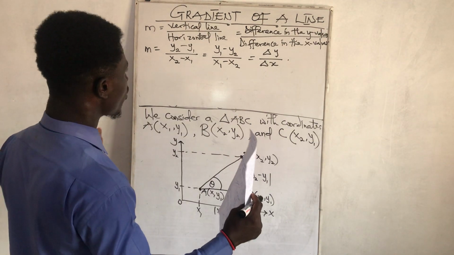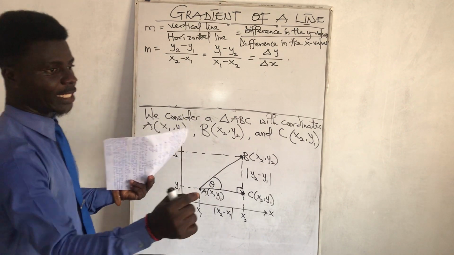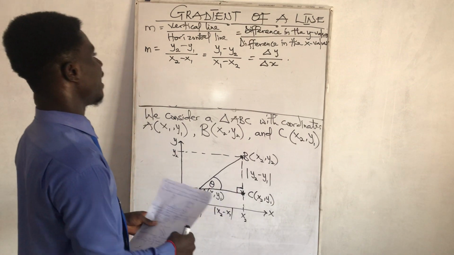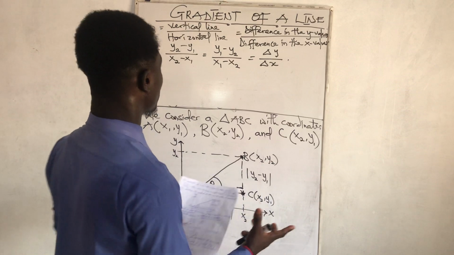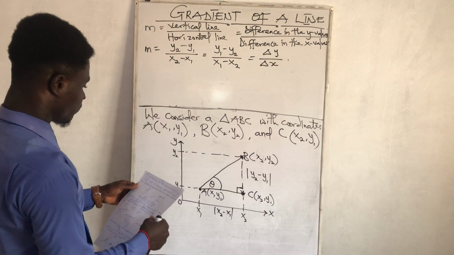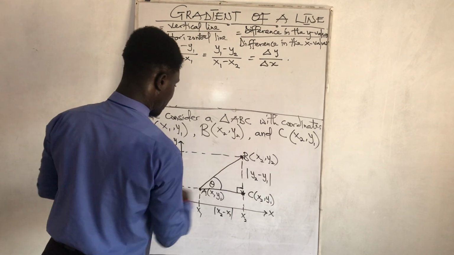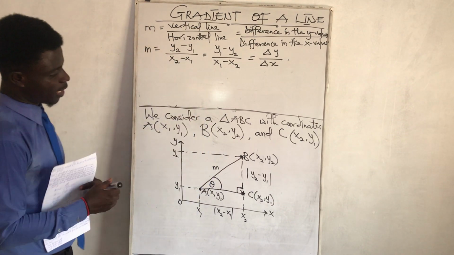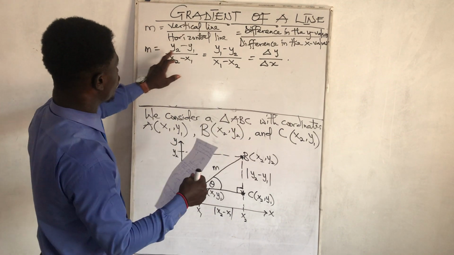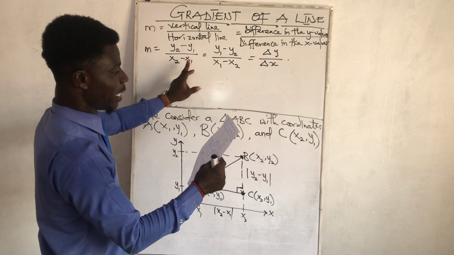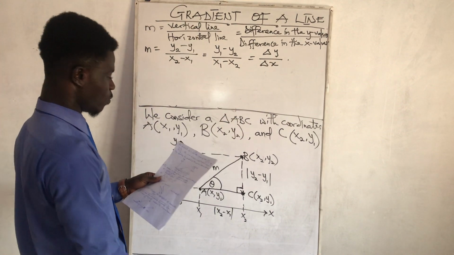You can use this or that to find the gradient of any line joining any 2 points, right? So if you have 2 points connected by a line segment, then you can find the gradient, the steepness of the line. So the gradient of this line AB is equal to y2 minus y1 all over x2 minus x1, or y1 minus y2 all over x1 minus x2.